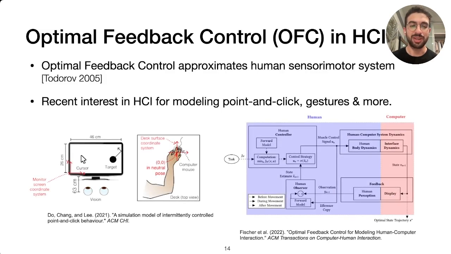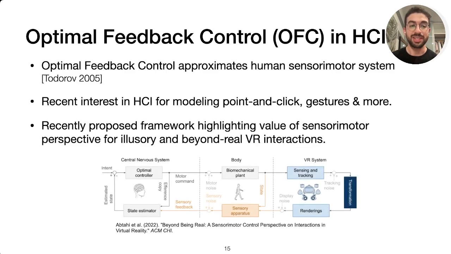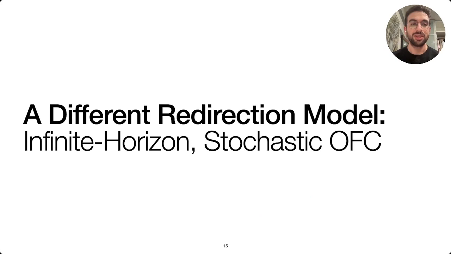In the HCI community, there's also been recent interest in using OFC for modeling things like mouse pointing and gesturing. Recently, Abtahi et al. highlighted the value of a sensorimotor perspective for illusory and beyond real VR interactions, but we haven't yet seen too many detailed implementations embodying this approach. So with this in mind, in this project we explore a different model for redirection capable of factoring in these considerations that we mentioned previously, specifically by using an infinite horizon stochastic optimal feedback control model.